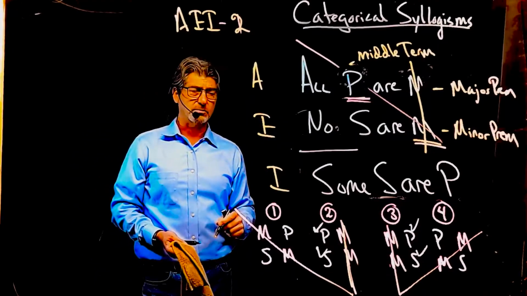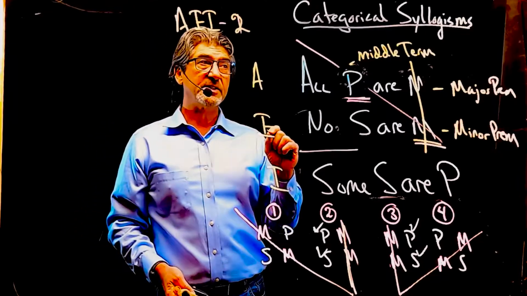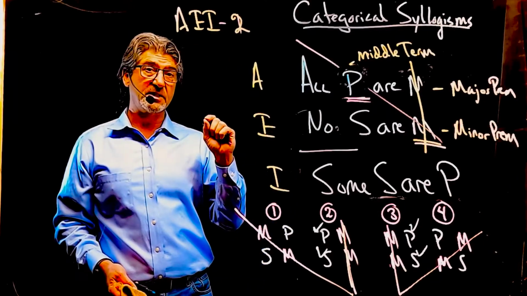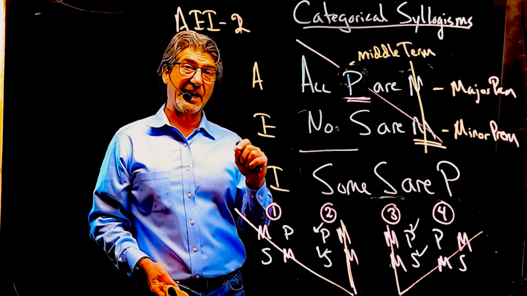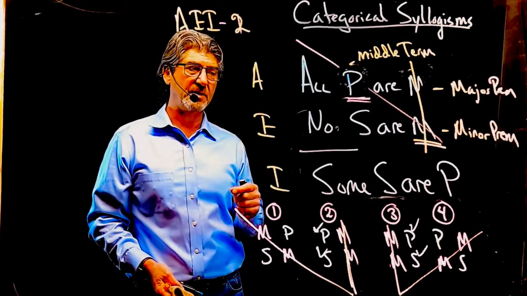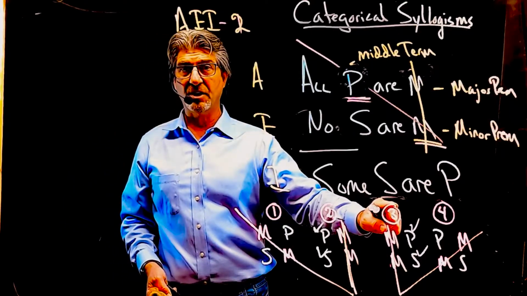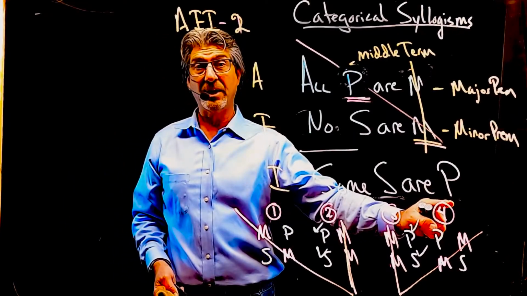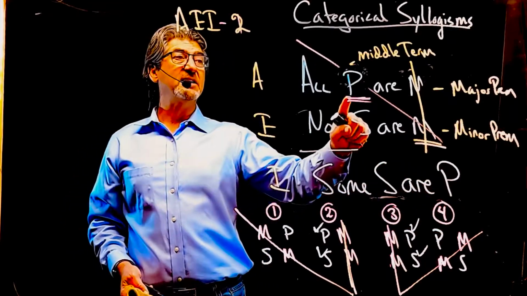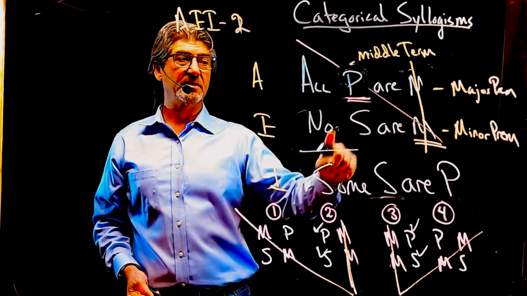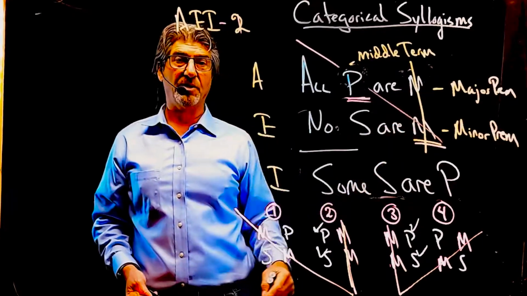Okay? So, just to rehash here, a categorical syllogism is an argument that has two premises and a conclusion. Every one of them is a categorical proposition, so it's an A, E, I, or O statement. The minor term is in the subject of the conclusion. The major term is in the predicate of the conclusion. The major premise is the premise that has the major term in it. The minor premise is the premise that has the minor term in it. The middle term is in both.